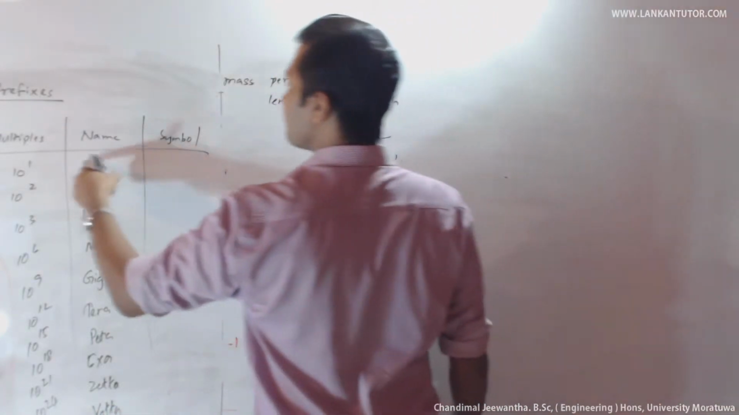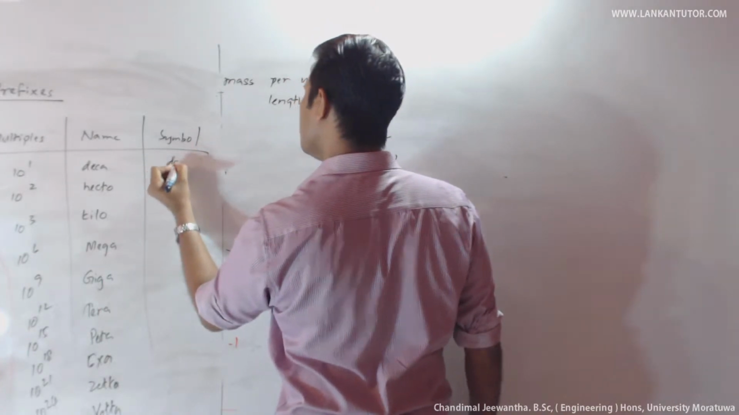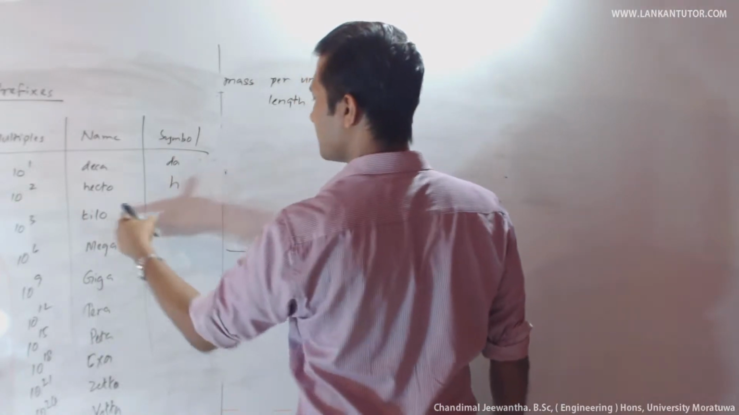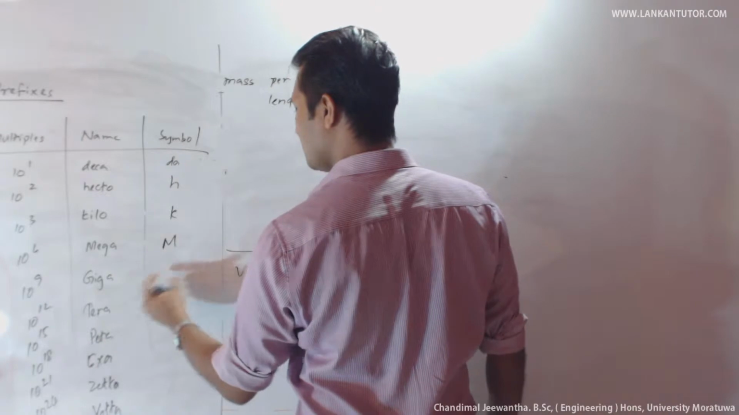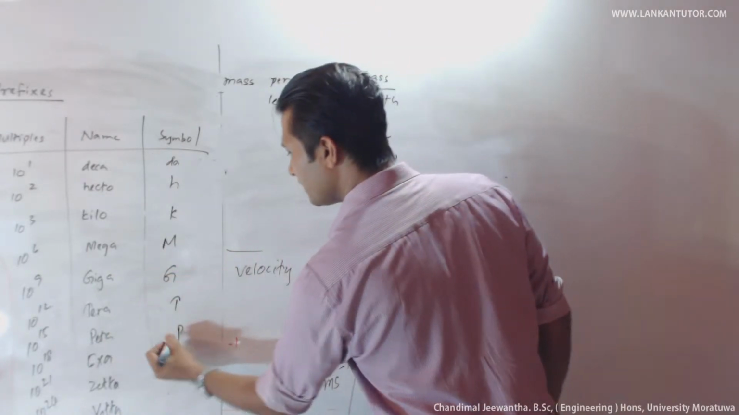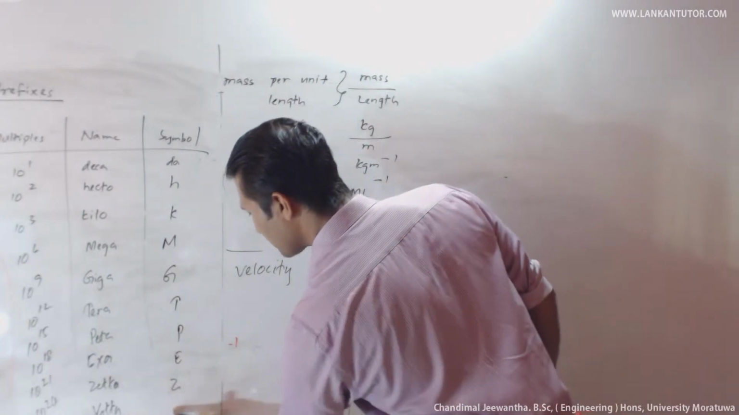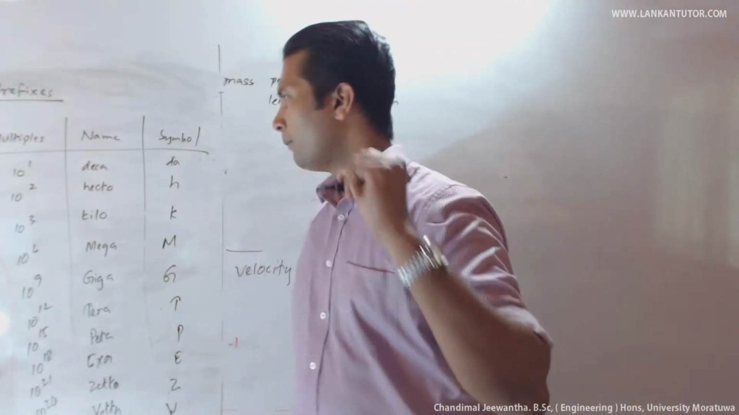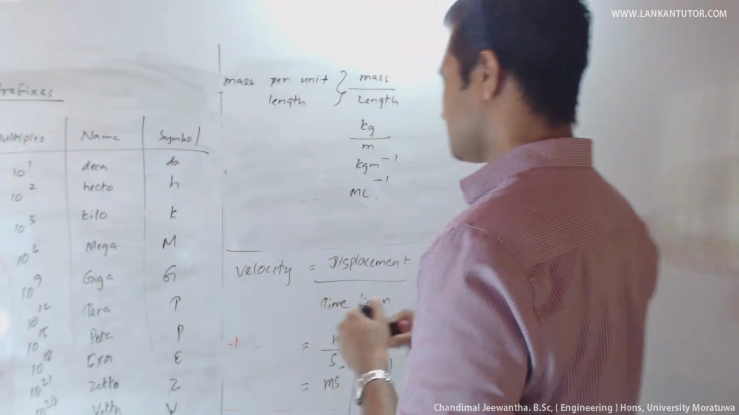The symbol of deca is simple D, simple A. Considering hecto, simple H, kilo, simple K, mega, capital M, giga, capital G, tera, capital T, peta, capital P, exa, capital E, zeta, capital Z, iota, capital Y. Those are the main multiples under prefixes.